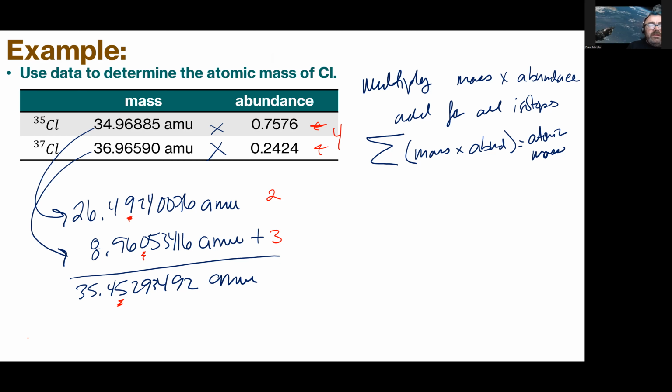So when we round this, we get 35.45 AMU. Units on everything, looking nice. Does that make sense? You can also back calculate abundances or masses of a particular isotope if you know the atomic mass or don't know the atomic mass. You can algebra some stuff out. We might see some of that in the homework, but it's not stuff I would ask you to do on an exam.